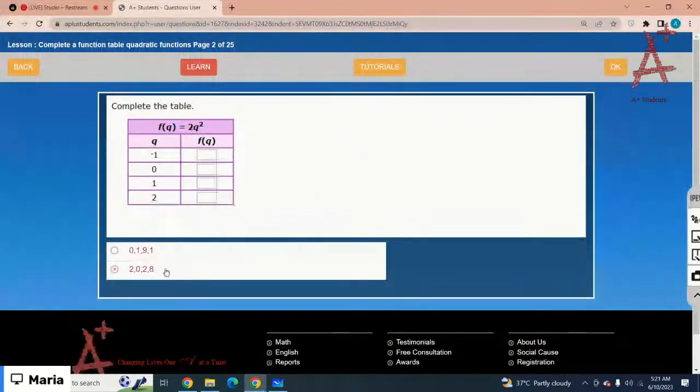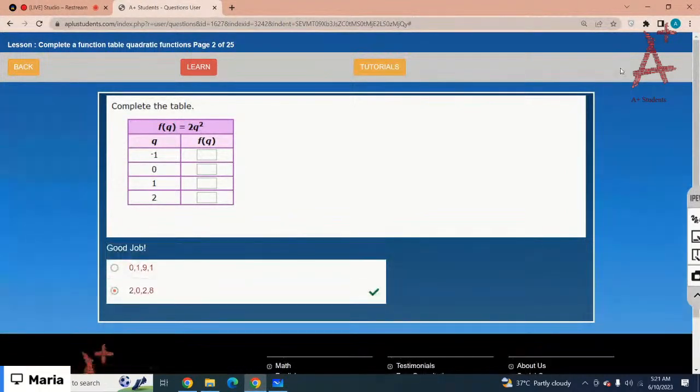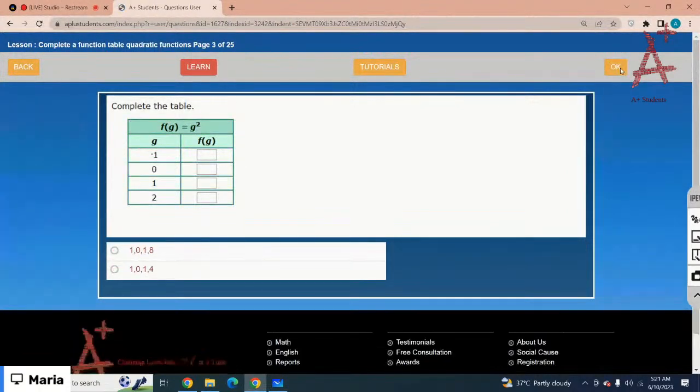The second option is the correct one. Got it? Just select the correct option and click on the OK button. Okay, the next one is f of g equals g square. So which is the correct option?